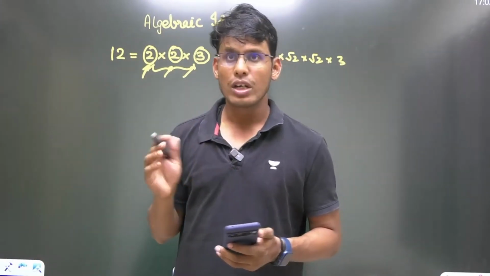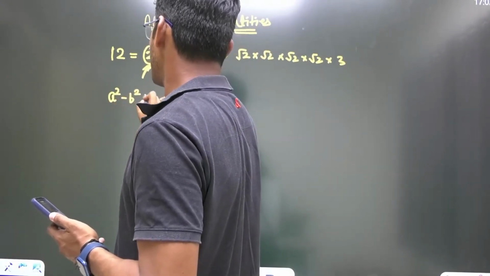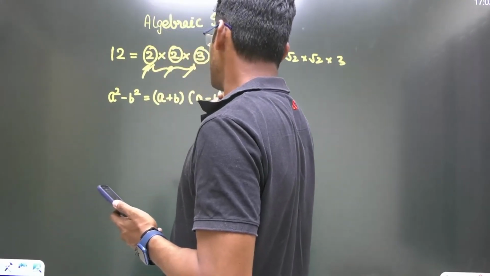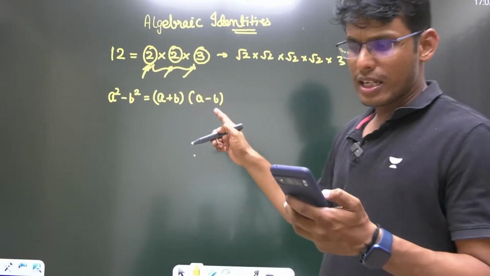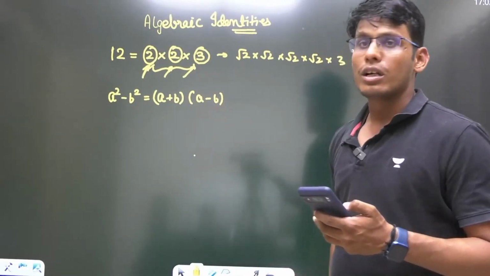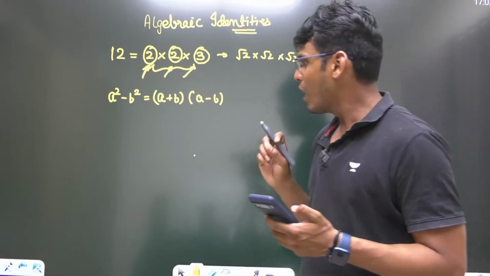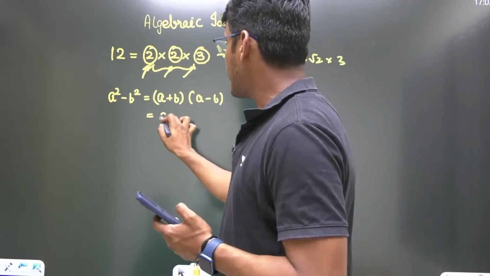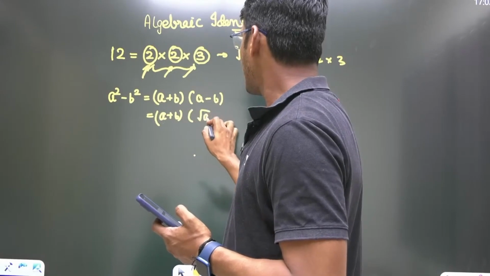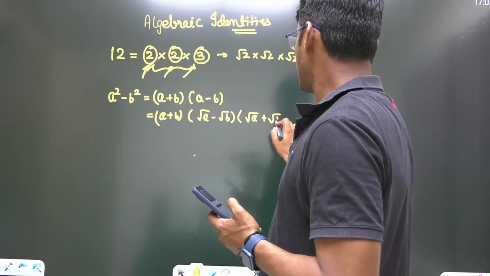coefficients are rational. For example, you must have seen here that a square minus b square is a plus b into a minus b. Have you studied this? Can you please say yes? Now, can I say that a minus b is root a minus root b times root a plus root b?